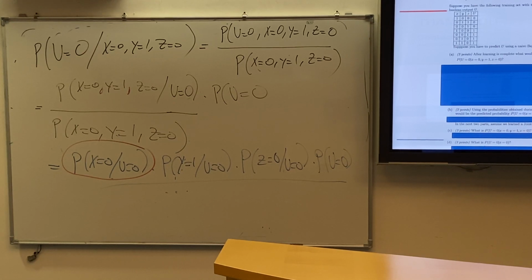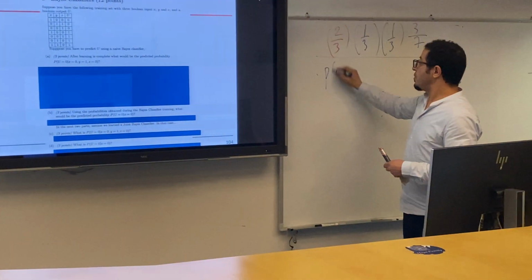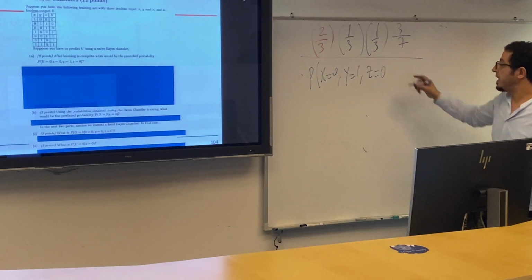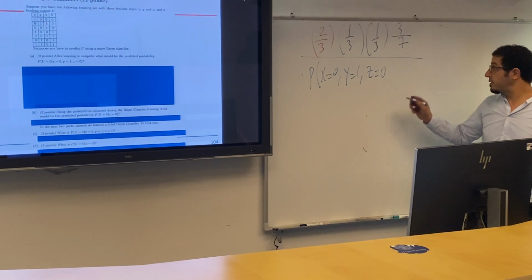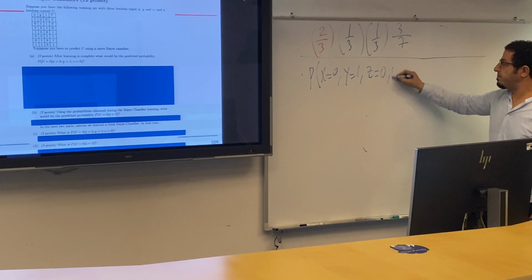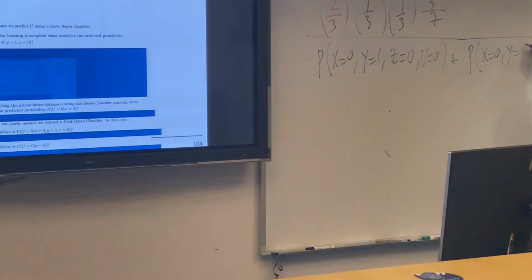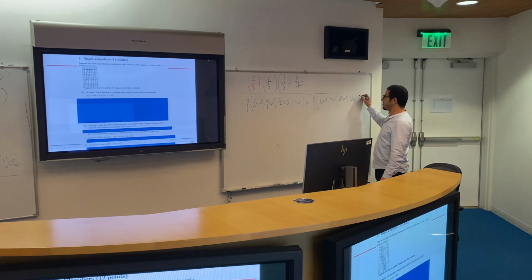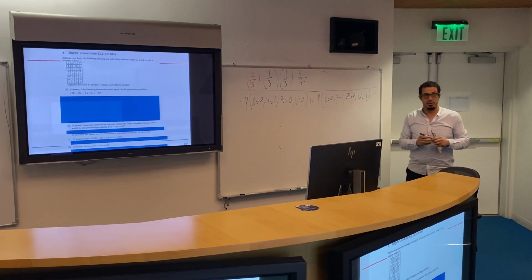Done. Now, the denominator, it is the probability of x equals to 0, y equals to 1, z equals to 0. To calculate this one, I always need to introduce the class. How to do it? I will just put u equals 0 plus the same thing with u equals to 1. You see, u0 and u1, they are complements. I can remove them and we get our denominator.